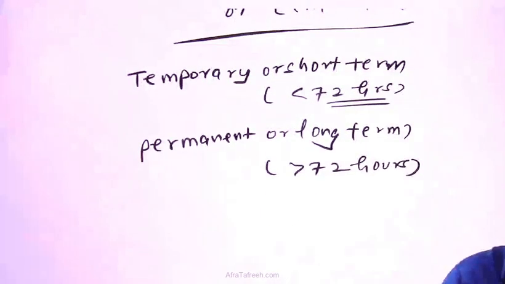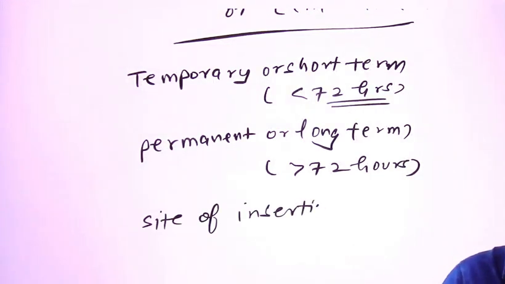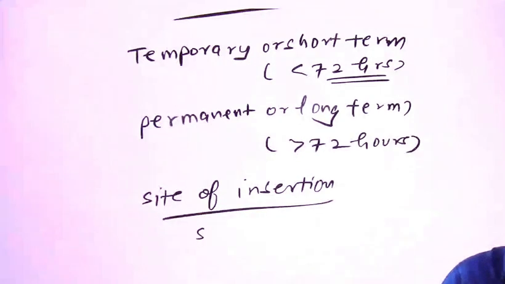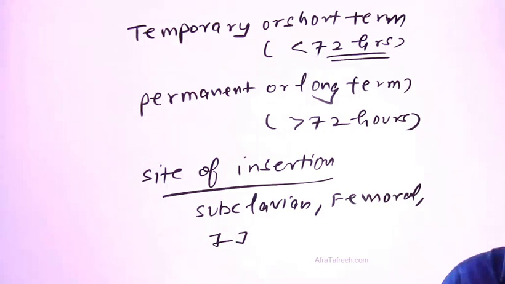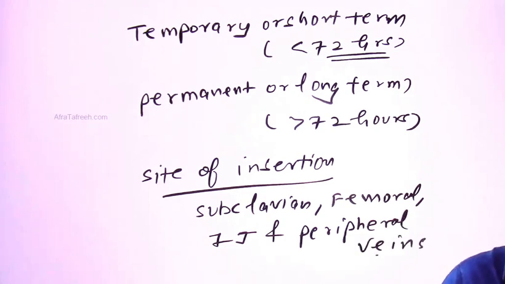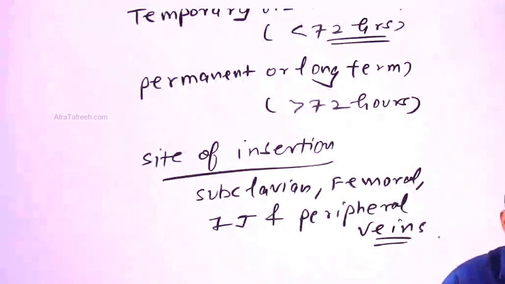And from where do you insert it? What is the site of insertion of these central lines? The sites of insertion are the subclavian, one of them. Then the femoral can be there, the internal jugular, and peripheral veins can also be used. So these are the various sites of insertion: subclavian, femoral and internal jugular mainly.